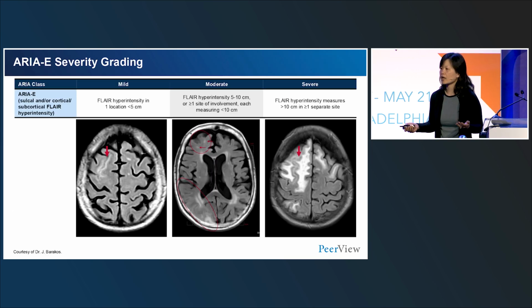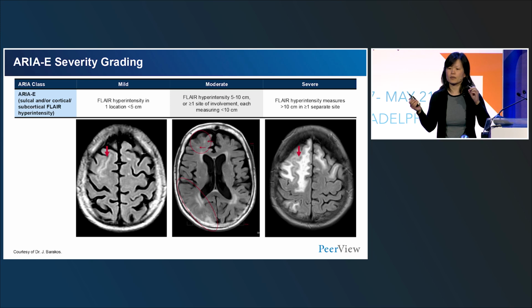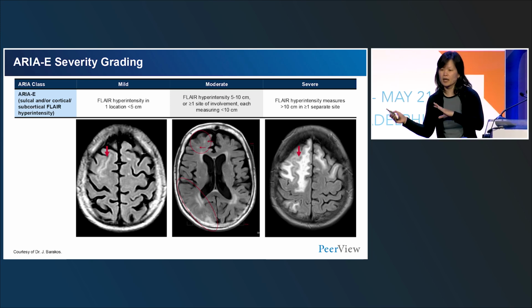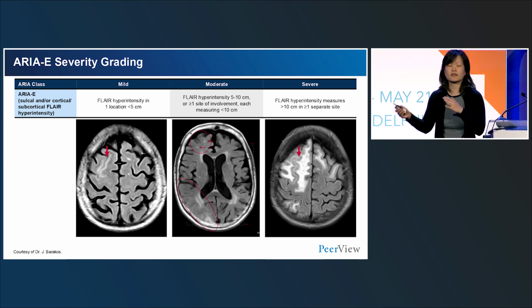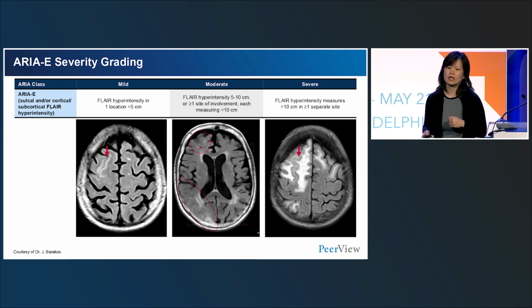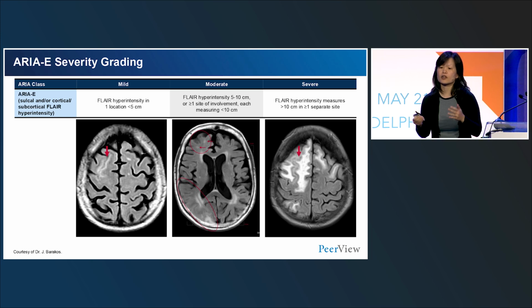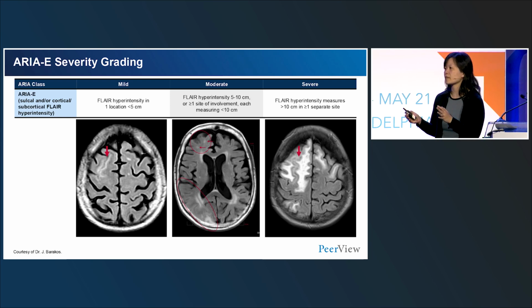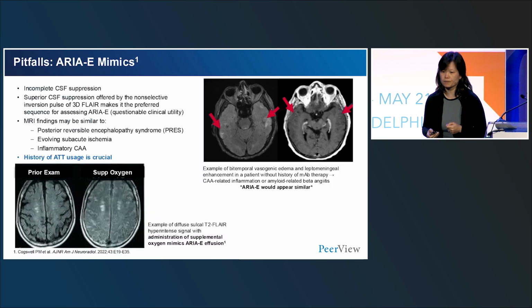So there is a way to grade ARIA, both ARIA-E and ARIA-H. And so you don't have to commit this to memory, but have a ballpark number. Remember 5 and 10, that's how the moderate and severe classification separates out. And so for mild ARIA-E, it's FLAIR hyperintensity in one location. It's typically less than 5 centimeters. For moderate ARIA-E, it could be more than one area, but they're still smaller than 10 centimeters. And for severe, it's larger than 10 centimeters, and it could be in more than one location.